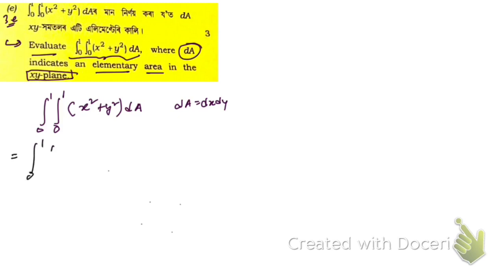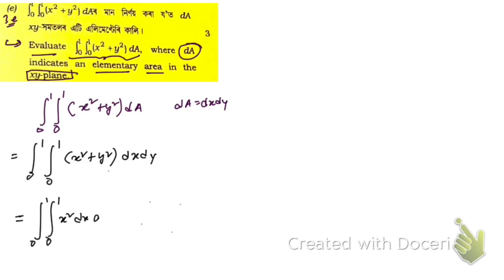Now integration 0 to 1, again integration 0 to 1, x square plus y square. Instead of dA we're going to write dx dy, right? Then if we open this bracket, we're going to write again double integration 0 to 1 x square dx dy plus, then again double integration 0 to 1 y square dx dy.